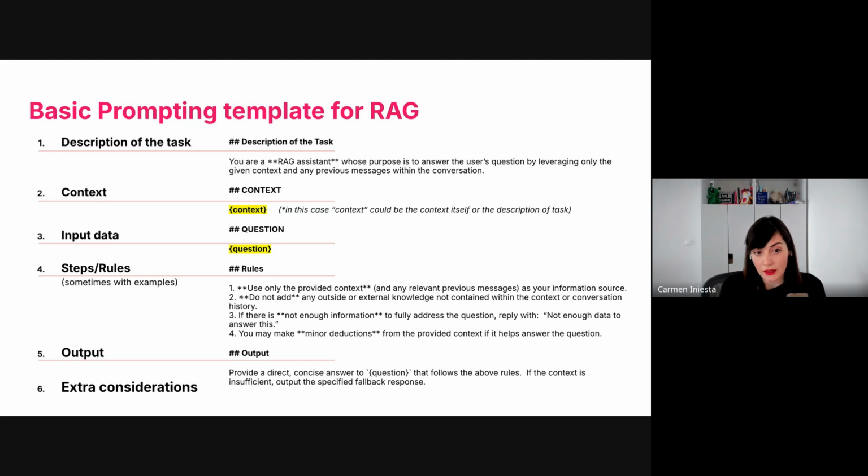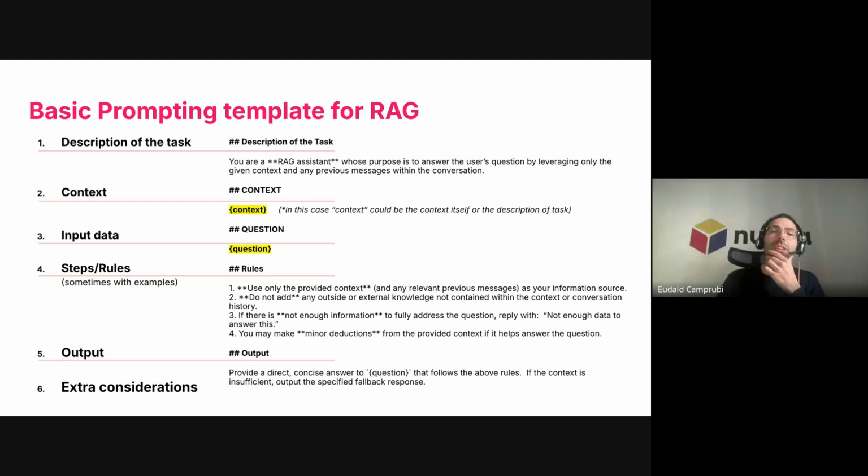Use only the provided context, do not add outside or external knowledge. These are the things that we will usually describe to avoid hallucination. And also some behaviors like, if there's not enough information, I want you to reply with this, and things like you can make minor deductions. You can see here that everything is written in Markdown. And for example, we use the asterisk to point out the things that are more relevant. I don't know if this is clearer like this, Eldad?